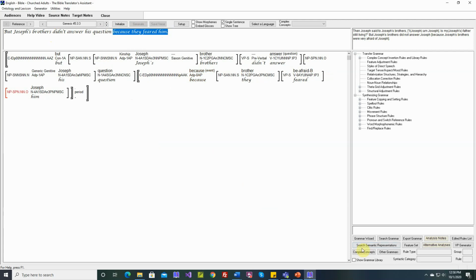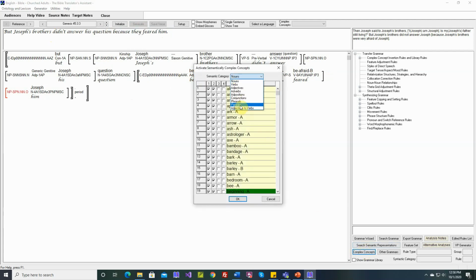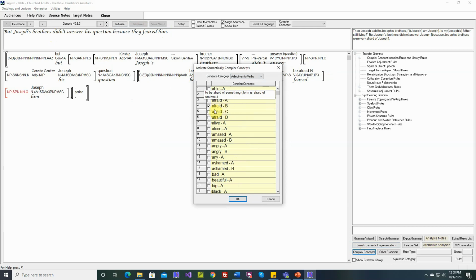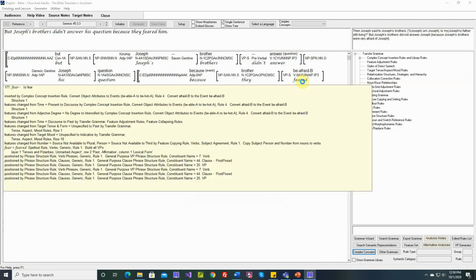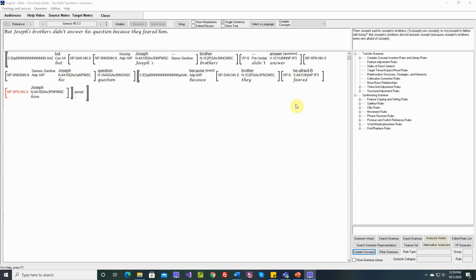So, if your language uses verbs where English tends to use an adjective, you can come here and activate these. And this will activate the complex concept insertion rule, and it will add a verb to the ontology, a user-defined verb, and then you can treat it just like any other verb in the ontology. You can link your target words to it, and you can write grammar rules for it, etc.